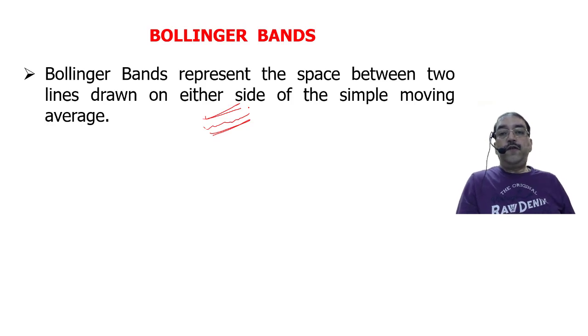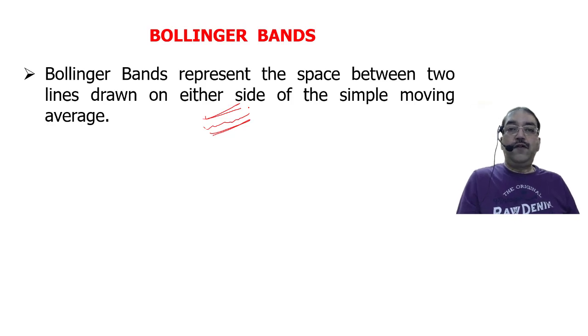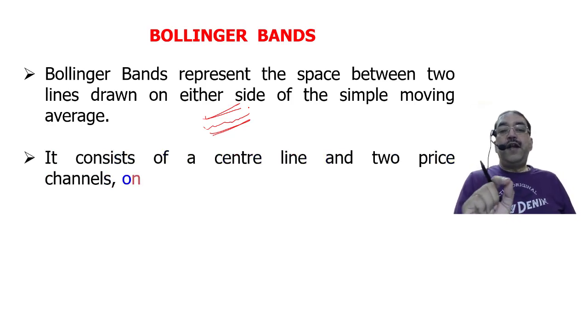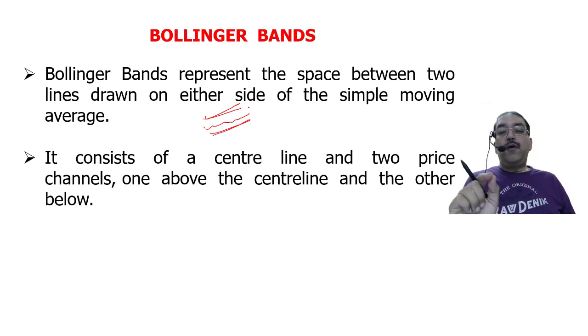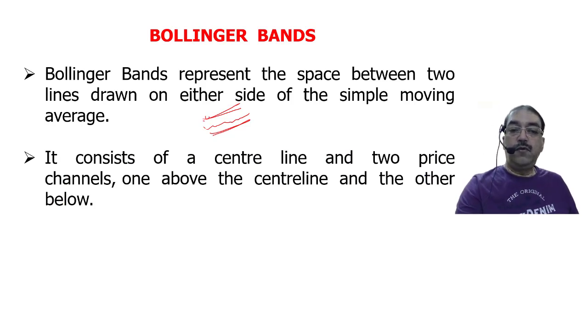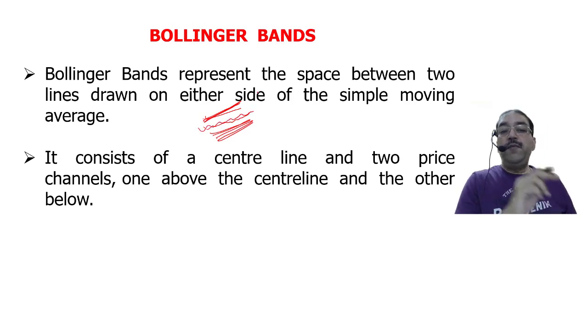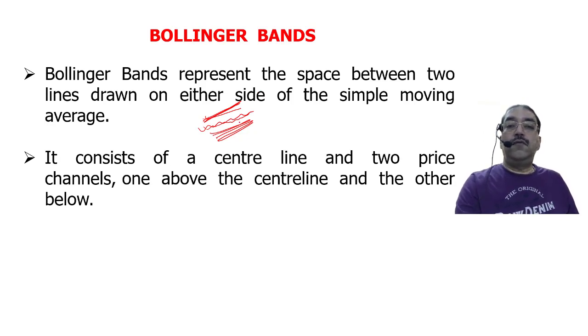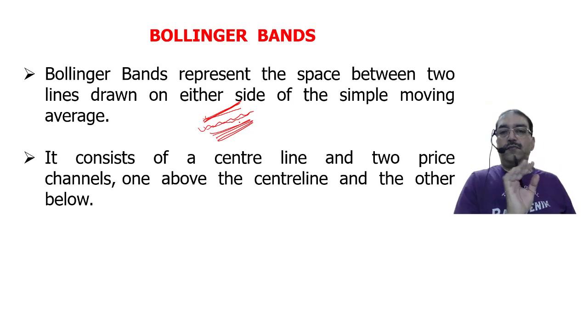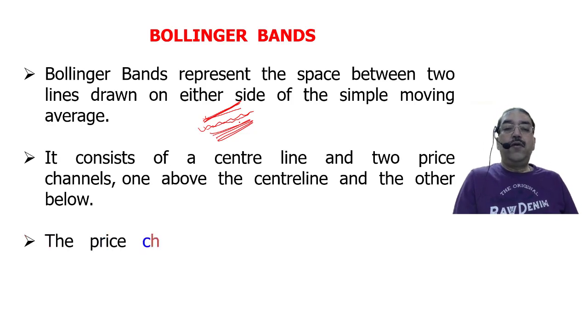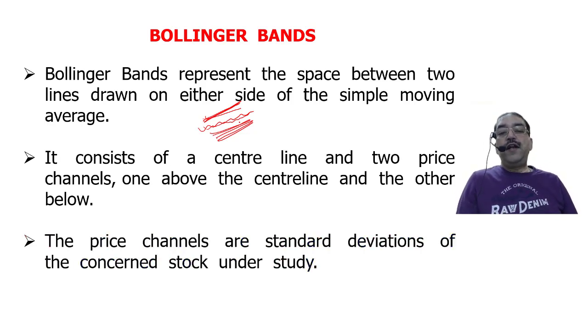Now, what is the specific reason why I'm doing this? What is the meaning and significance of this? It consists of a center line and two price channels, one above and the other below, with a centermost line in between. Now this centermost line is not going to break either of the two. It will remain within that boundary only. So the Bollinger Band is like a boundary. The price channels are standard deviations of the stock under study.